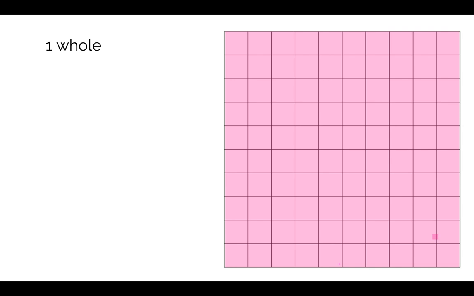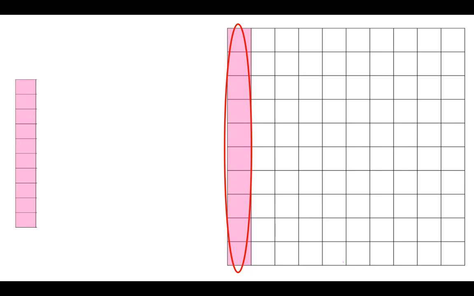Let's say that this flat represents one whole. If it does, and it takes 10 of these rods to fill up the whole, we would say that this rod is worth 1/10 of the whole. We can write this in fraction form, or we can write it in decimal form. And if it takes 100 of these cubes to fill the whole, we would say that this cube is worth 1/100th of the whole. We can write it as a fraction or as a decimal.